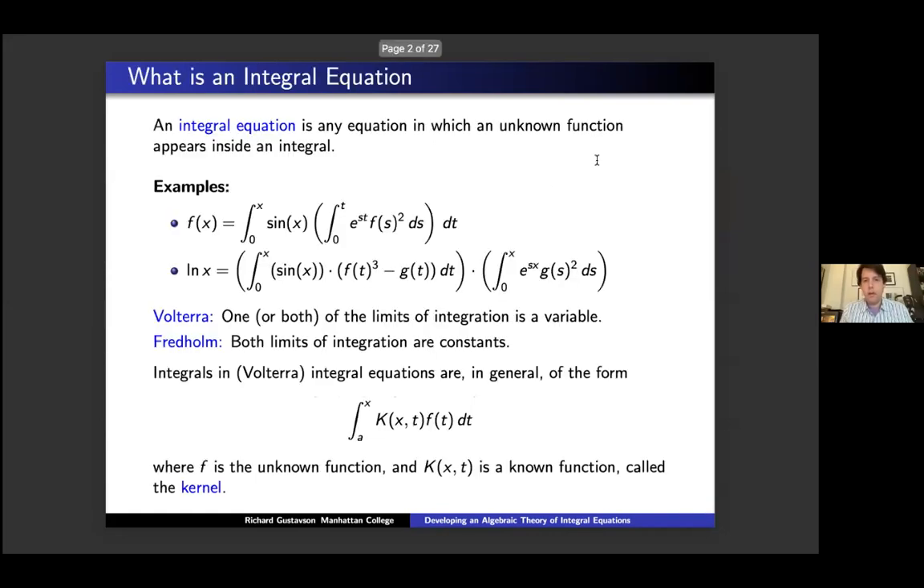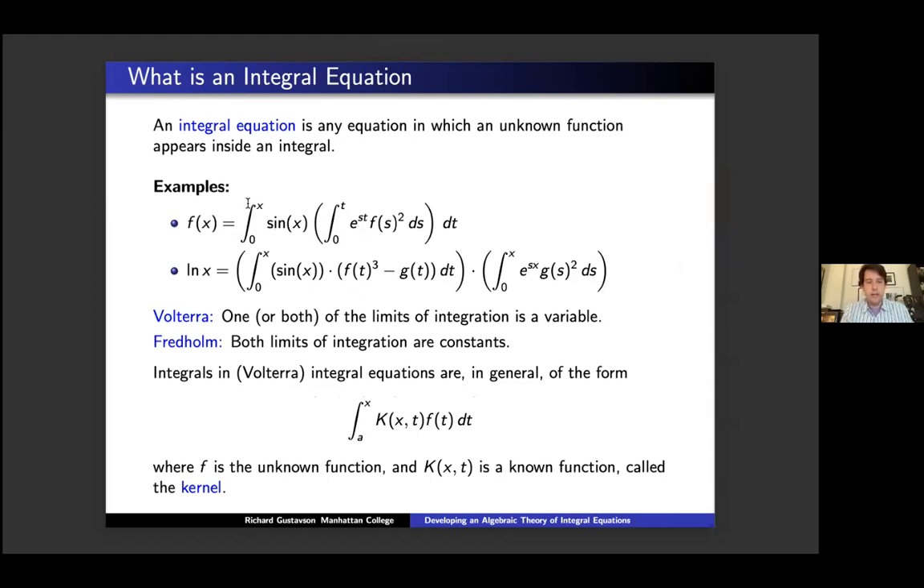Let me just start by saying what is an integral equation? An integral equation is any equation in which an unknown function appears inside of an integral. Here are some examples. You notice that you are allowed to have iterated integrals. You're allowed to have products of integrals. In this case, f and g are the unknown functions.